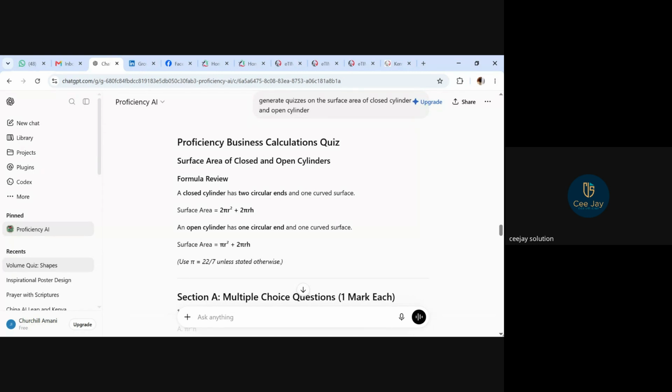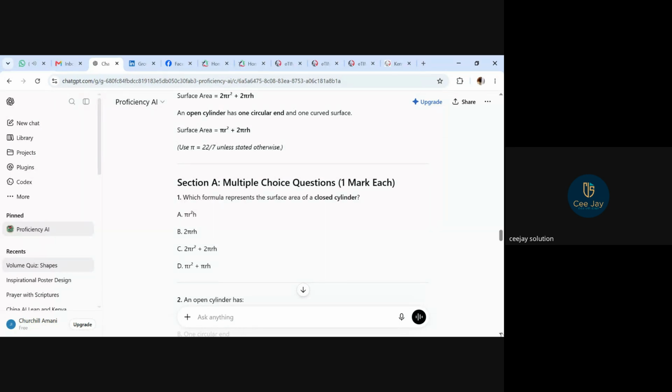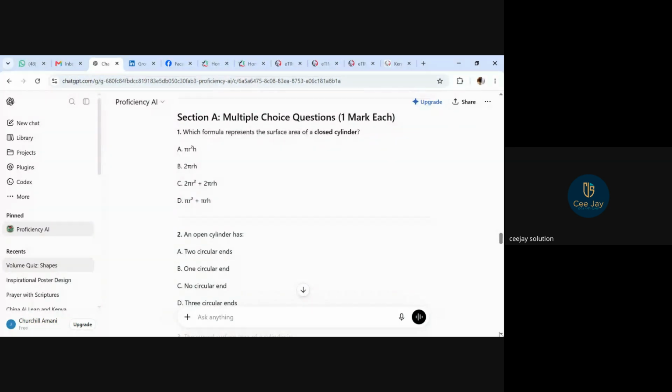We go now to the formulas here. So which formula presents surface area of a closed cylinder? Which formula presents the surface area of a closed cylinder?